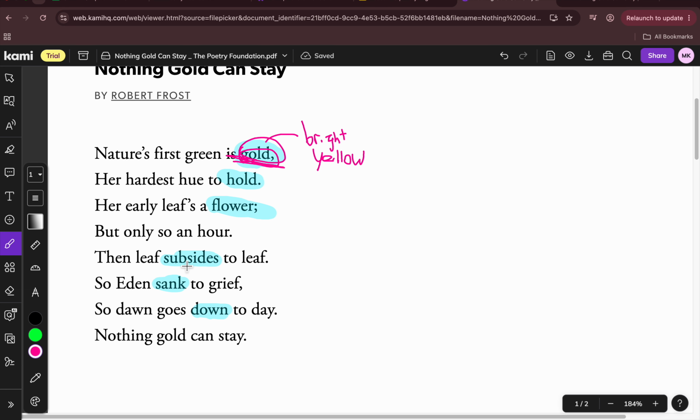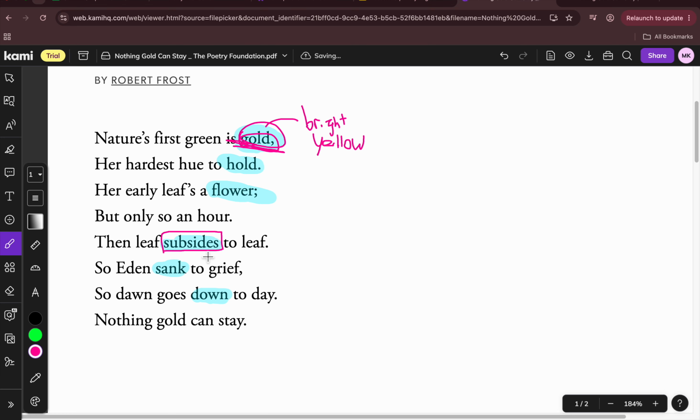And then if we wanted to jump down to one of the other important words, maybe one of the most important, this word subsides. That's a peculiar word to use. We don't really use that too much today in our common speech. Saying then leaf subsides to leaf makes it a little confusing. Why not use a normal word like changes? That's essentially what they're talking about here. Why not use the word changes? Why not use the word, I don't know, turns, shifts, something like that? Then leaf turns to leaf, or leaf changes.